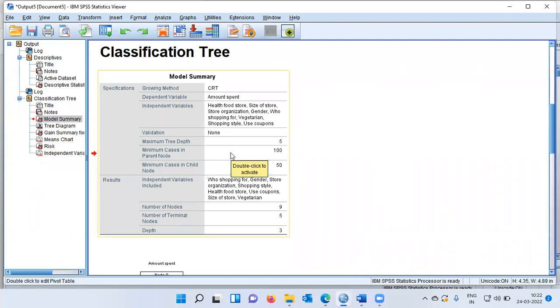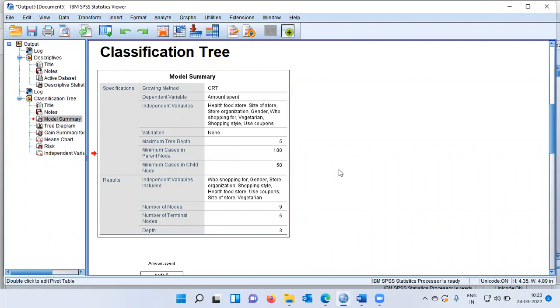This is the model summary table. It just gives me a high-level perspective about what is the dependent variable, what is the algorithm that I'm using, which is CART. The dependent variable is amount of money spent. All the independent variables that I have supplied would be used. The maximum tree depth is 5. It gives me additional information as well.